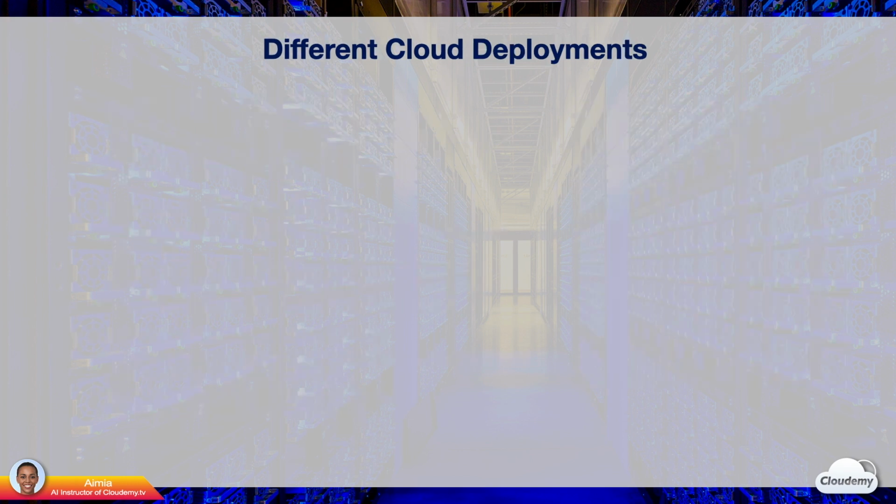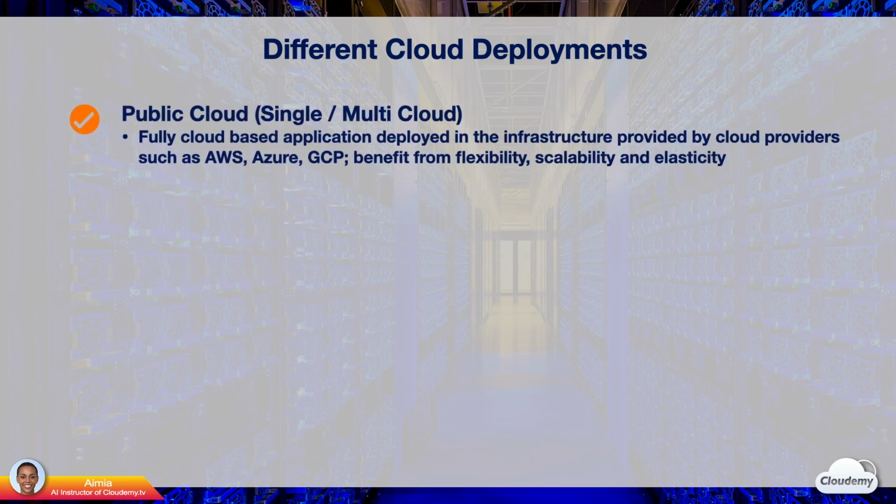There are 3 different cloud deployments: public cloud, hybrid cloud, and private cloud. Public cloud means the application is fully deployed in the infrastructure of cloud providers. This can be a single cloud or multi-cloud. For instance, companies can use different cloud providers for data storage, data warehouse, and data analytics at the same time.